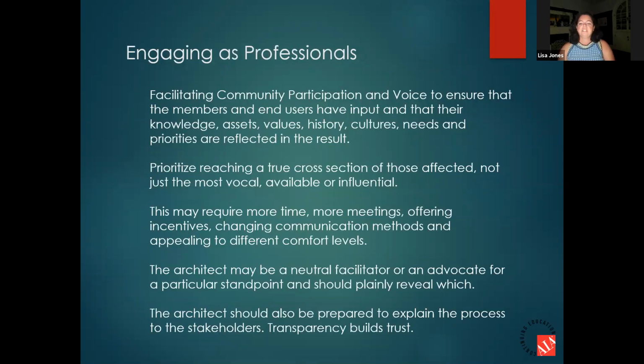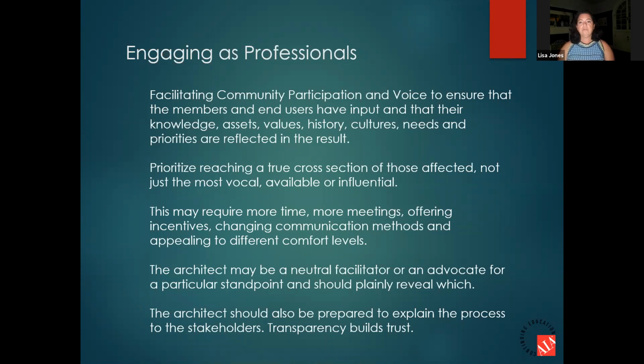Engaging as professionals. Facilitating community participation and voice to ensure that members and end users have input and that their knowledge, assets, values, history, cultures, needs, and priorities are reflected in the result. So one of the important things to remember when we're engaging with the community as professionals is that the general population don't usually have an opportunity to engage on an architecture project. So although we might all live in buildings that were designed by an architect, we don't necessarily meet every day with the general population. So there may be a certain level of intimidation or a lack of comfort on the general public to speak up when they have an issue, because they might not always feel that they know the vocabulary or that they understand what is being presented to them.